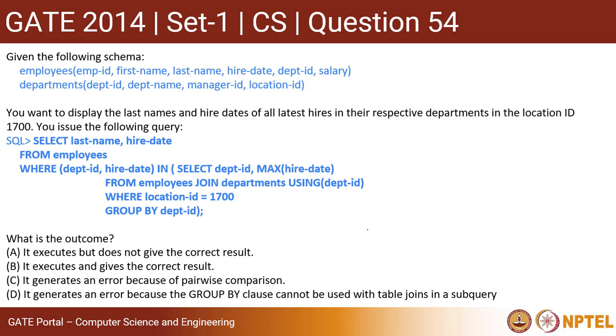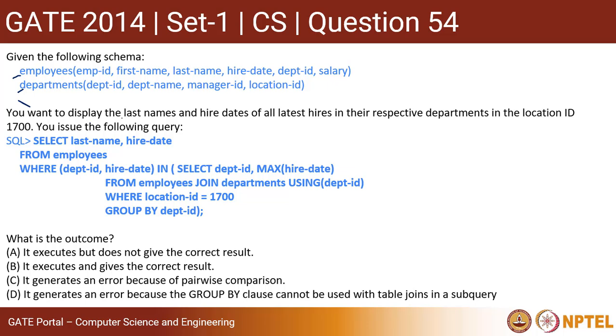Hello everyone. We want to discuss a question from GATE 2014 CS paper. This question is based on database management system concepts. So these questions provide you a schema which is having two relations. One is employees and other is departments, right?